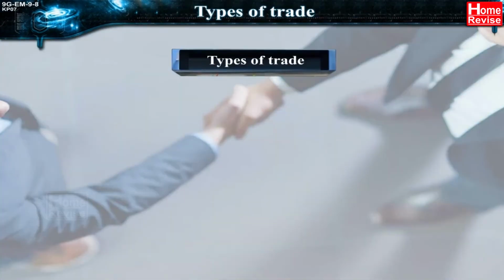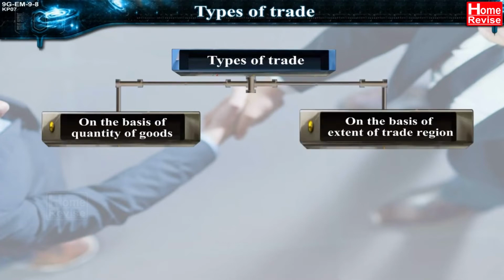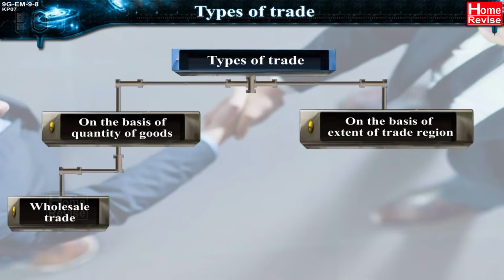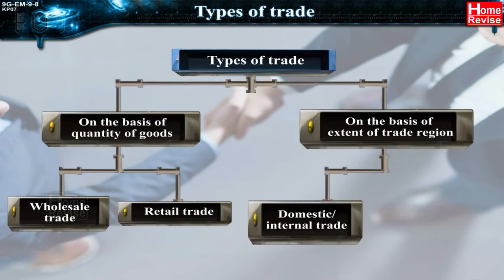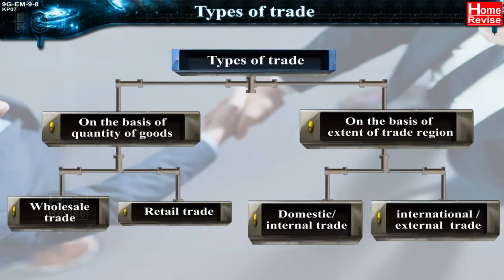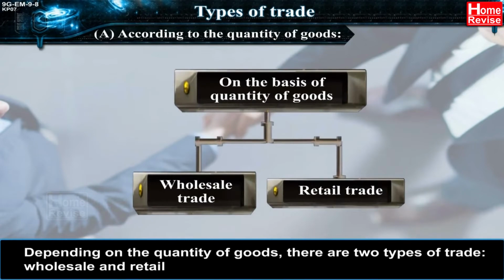Types of trade. Types of trade are on the basis of quantity of goods or on the basis of the extent of trade region. On the basis of quantity of goods, there is wholesale trade and retail trade. While on the basis of the extent of trade region, there is domestic or internal trade and international or external trade. A. According to the quantity of goods. Depending on the quantity of goods, there are two types of trade: wholesale and retail.